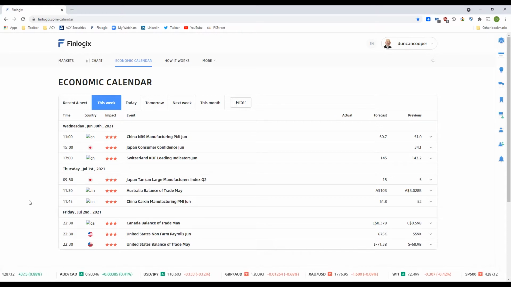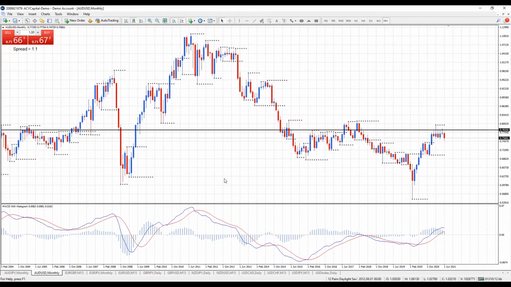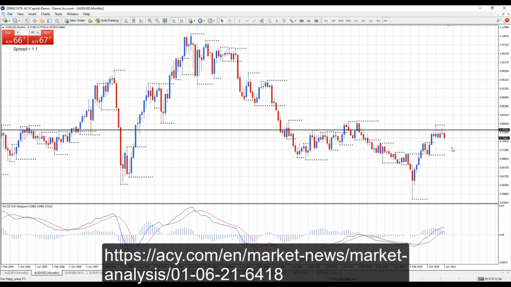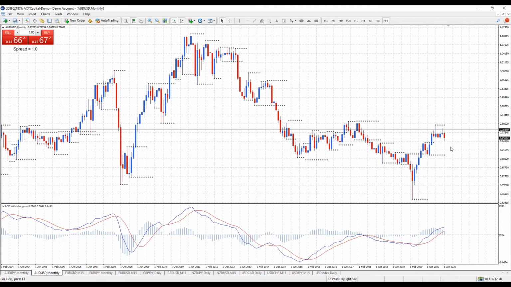Alright, first up I want to review the Aussie dollar, US dollar before I get into the Aussie yen, so let's get to the charts. And here's the Aussie dollar. Now I reviewed this about 4 weeks ago, I think it was the 1st of June, and you can go and watch that review at the link below. But before I get into the Aussie yen, I just want to review what is happening on the Aussie dollar, because both tend to follow each other.